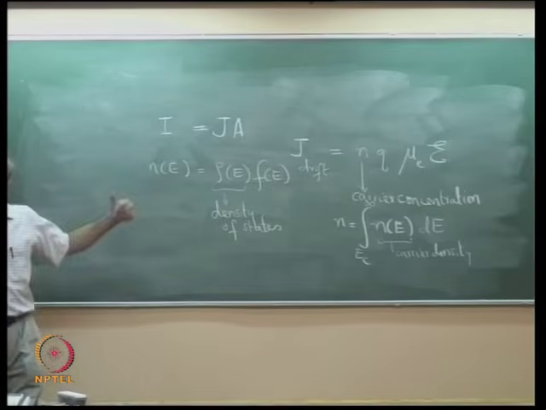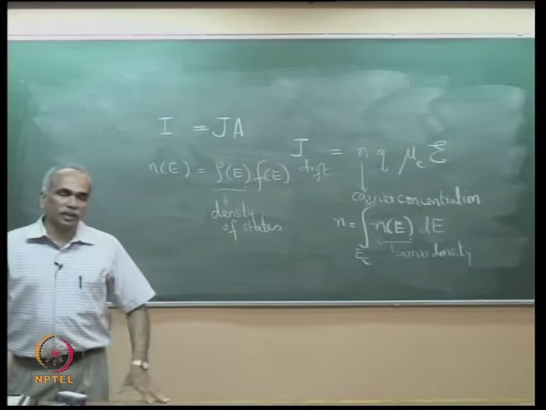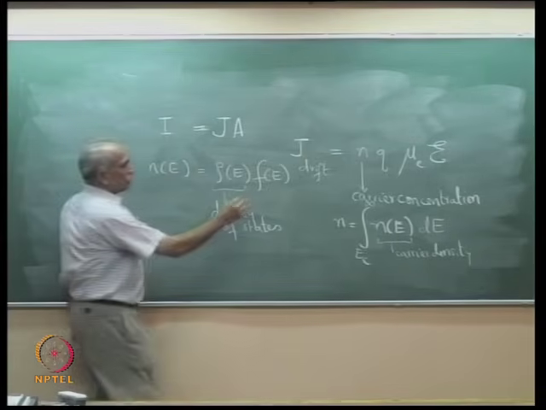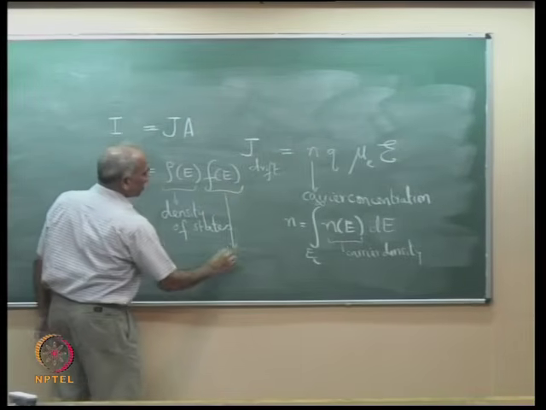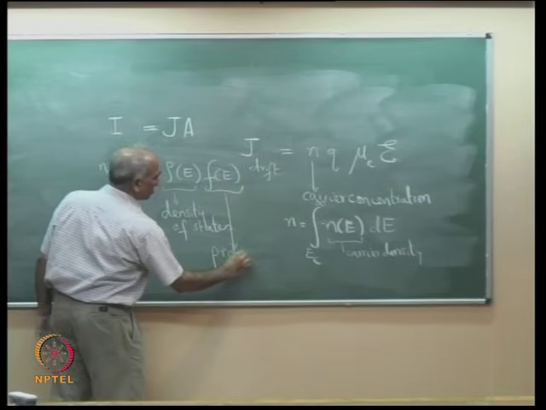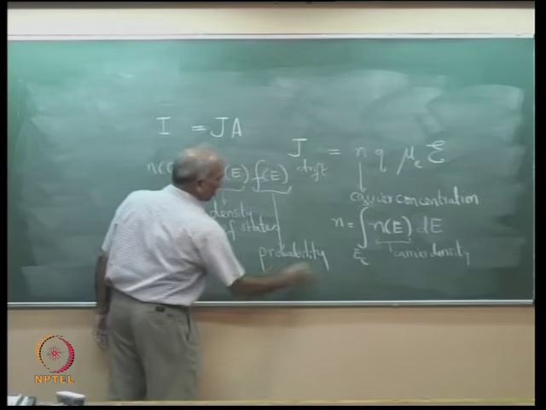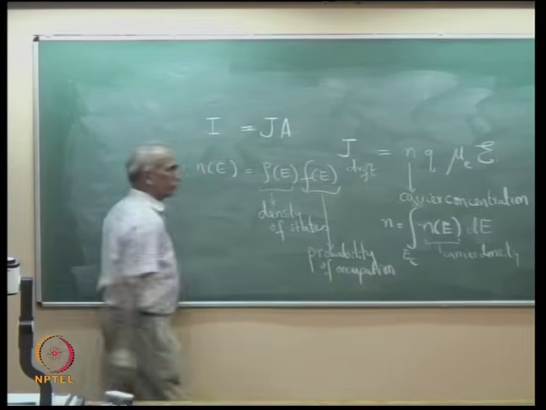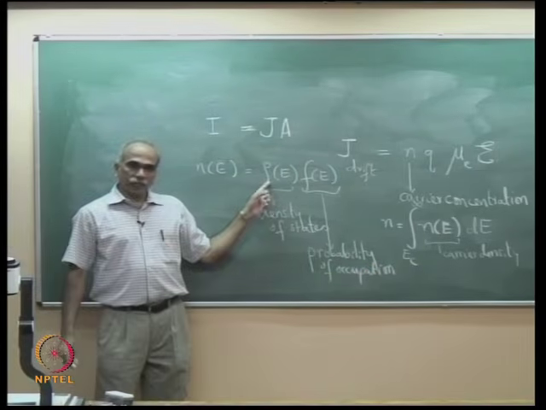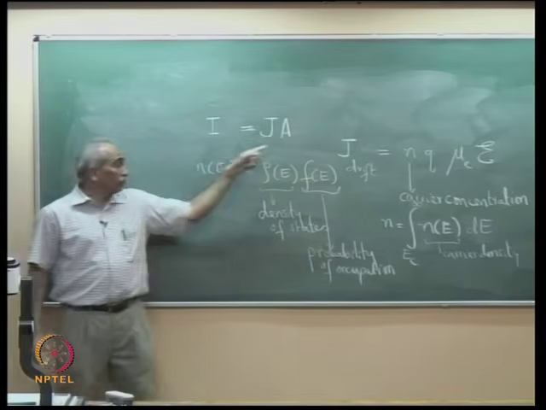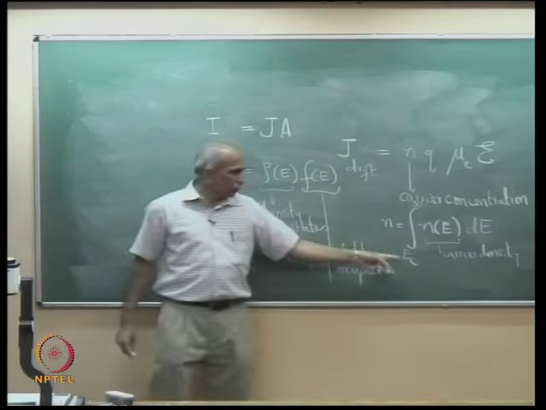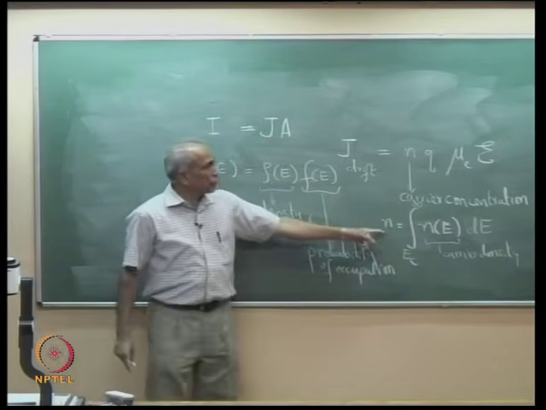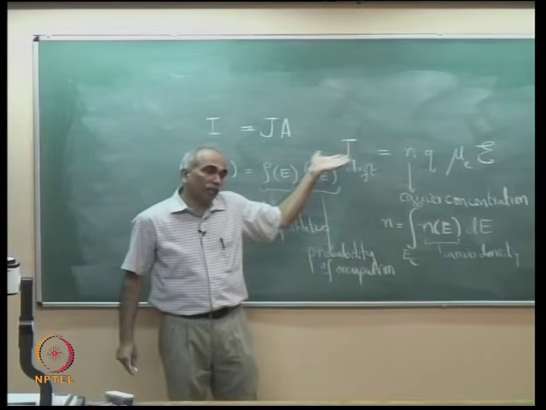Almost every course you will come across density of states, whether it is optics, semiconductor physics, quantum mechanics, density of states multiplied by F of E. What is F of E? Probability of occupation. So density of states multiplied by the probability of occupation will give you carrier density, and integrate over the entire band, that will give you the carrier concentration. That carrier concentration you need to substitute here if you want to find out the drift current.